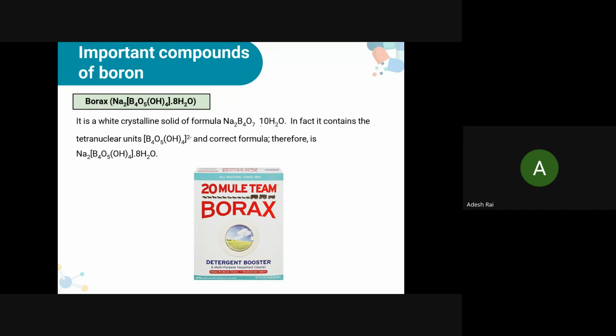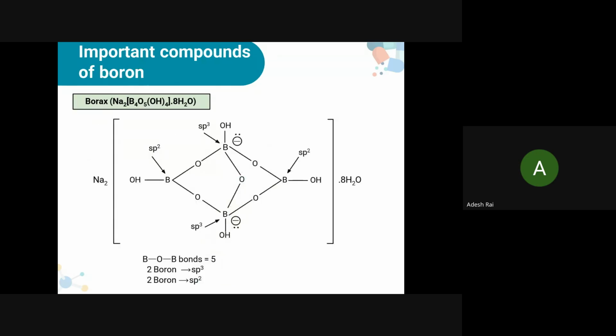Na2[B4O5(OH)4]·8H2O. What is it? Just look at this structure. This structure is for the borax molecule. Just be careful that there are a total of 4 boron atoms. Is that clear or not? How many boron atoms? 4 boron atoms.